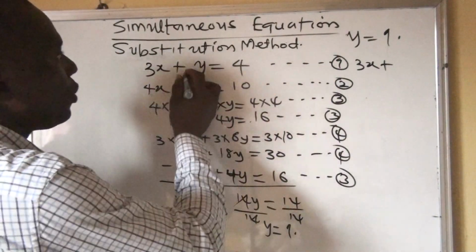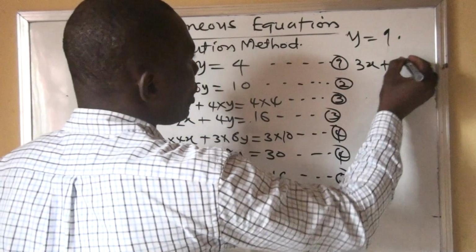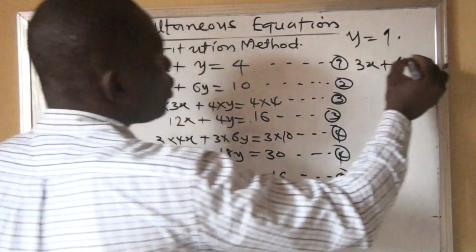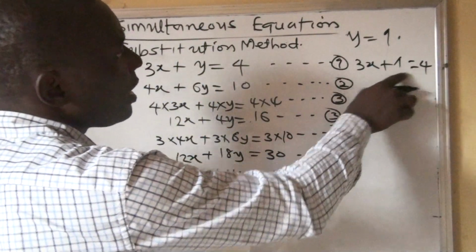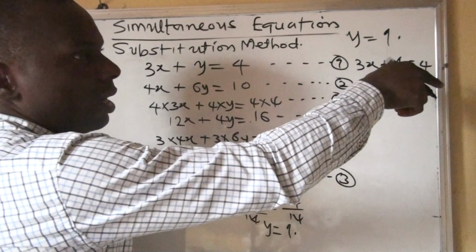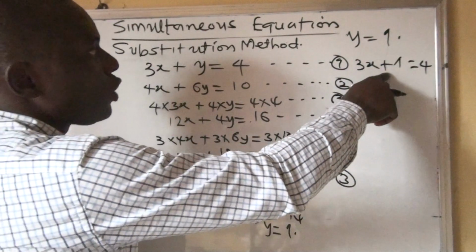In place of y, what do we do? You put 1 there, because the value of y is 1. So 3x plus 1 is equal to 4. Here, because we are seeing plus 1 and we want to collect like terms, what do we do? We move this 1 to the right hand side.